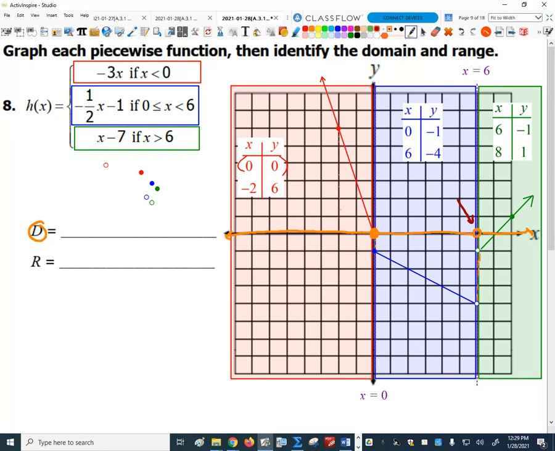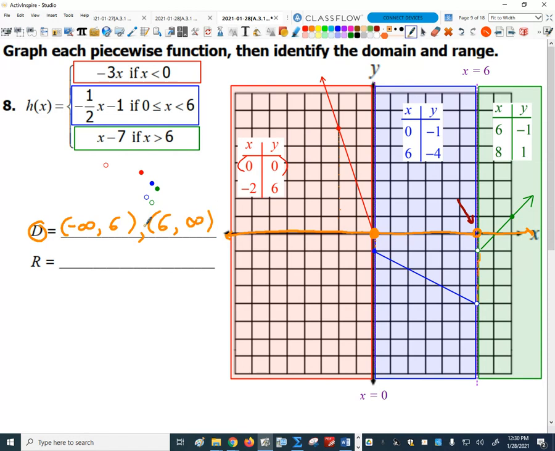So how am I going to say the domain then? I've got all those points except one. How could I say that, Jonathan? What's my domain going to be? It would be parentheses, negative infinity, comma, 6, parentheses. Okay, comma. And then what? And then parentheses 6, comma, and then infinity. Good.